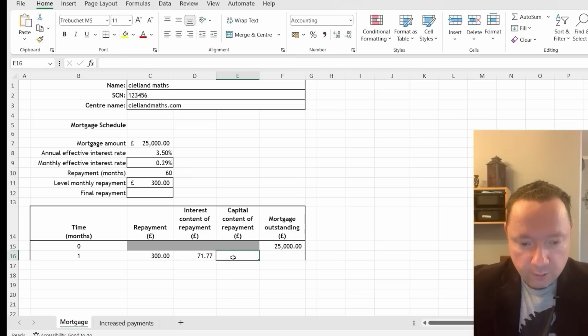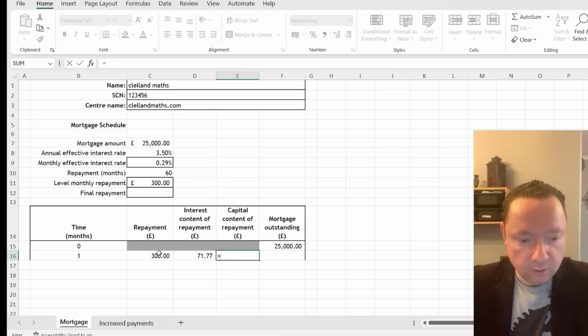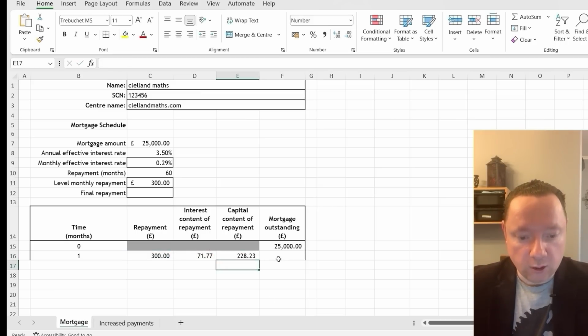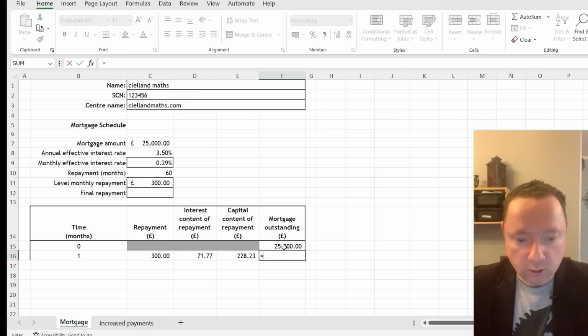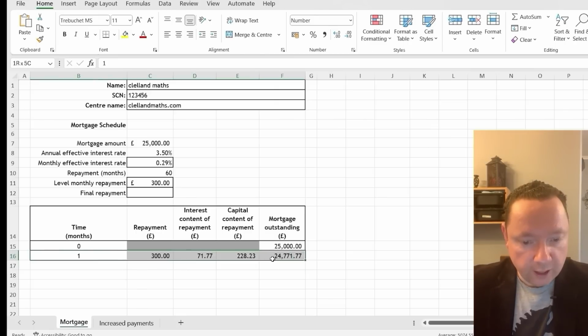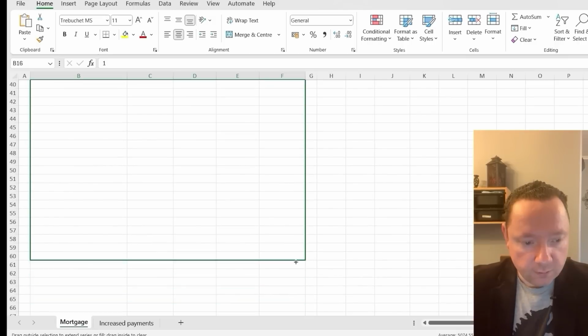Capital content of repayment, well that's just repayment minus interest. They're in the boxes, so no dollars. And mortgage outstanding just equals mortgage outstanding minus capital. And how many payments? 60. So now we can just copy that down for 60 months.